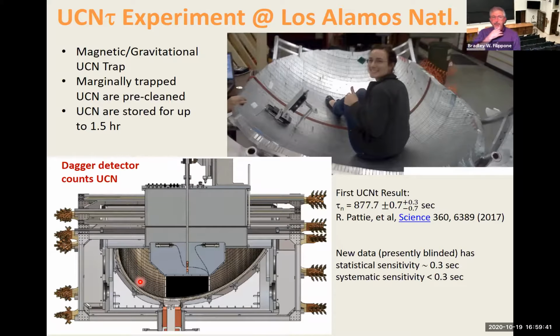This experiment published their first result a few years ago using this apparatus, with an uncertainty of about, it was actually on the plot I showed you on the previous slide, 0.7 seconds statistically, and the systematic uncertainty is less than a second. We'd like to eventually get to maybe 1/10 of a second. We have new data that is presently blinded, which seems to have a statistical sensitivity of 0.3 seconds and a systematic uncertainty below that level. And we are anxiously hoping to unblind that and release that result soon.